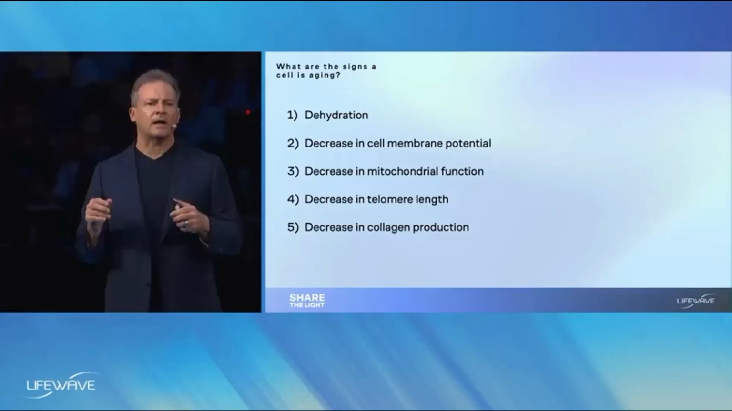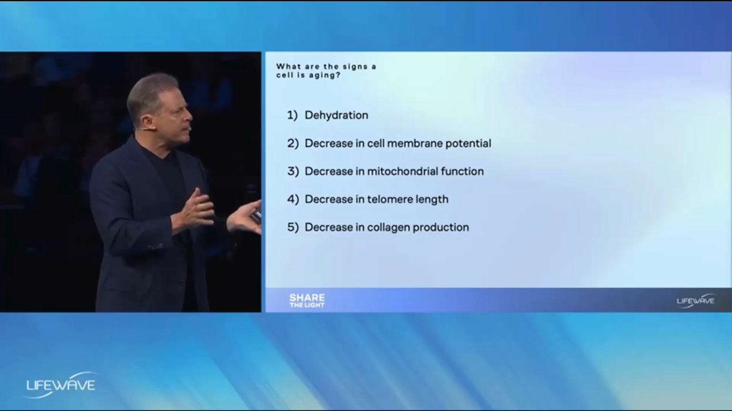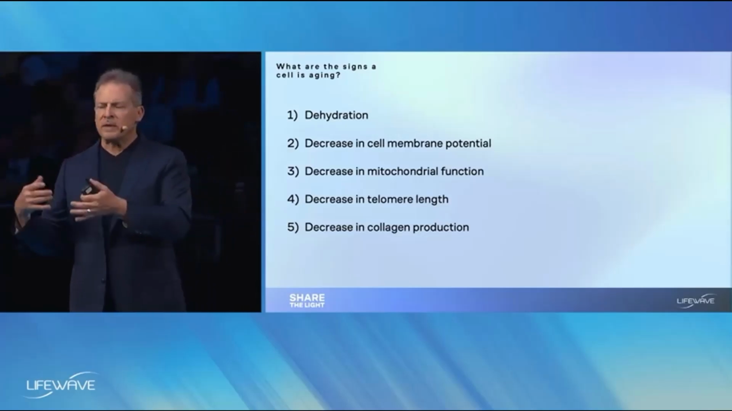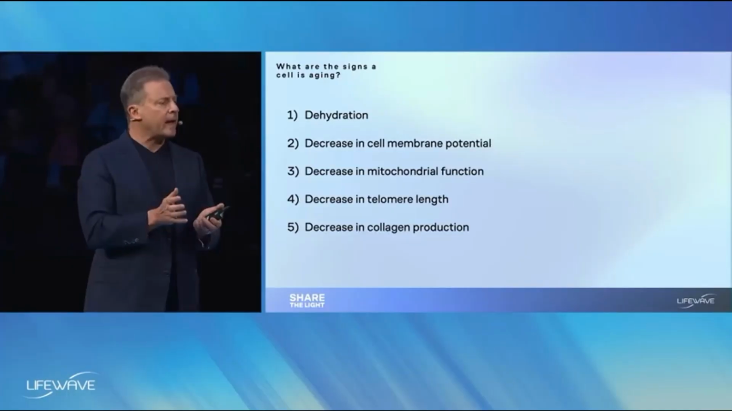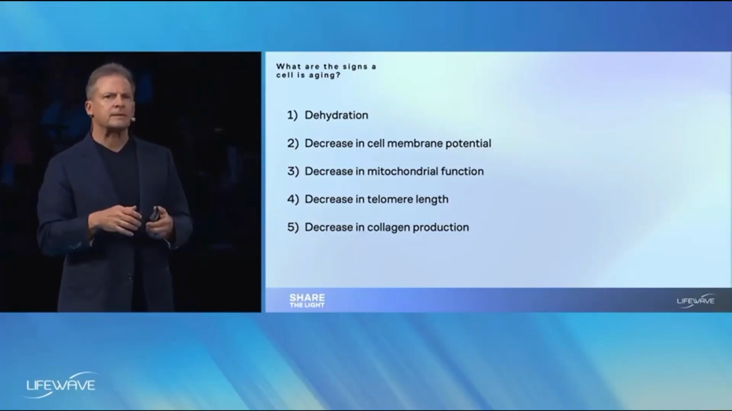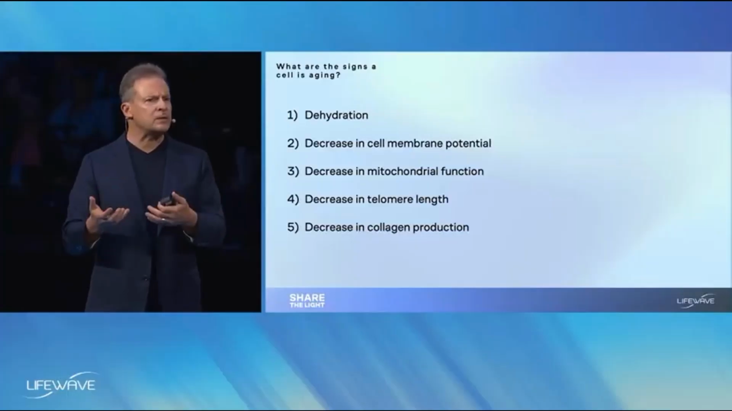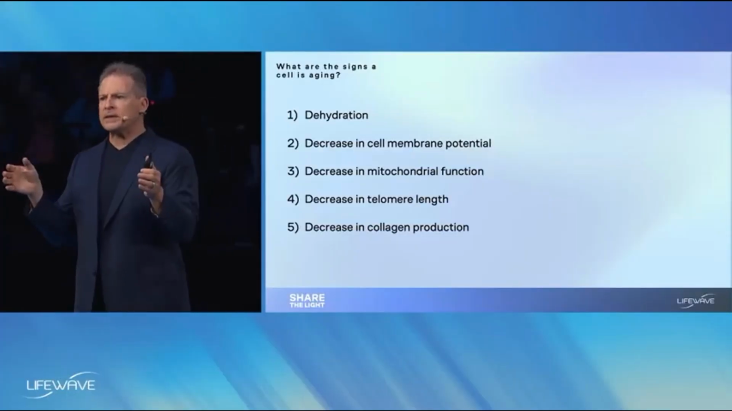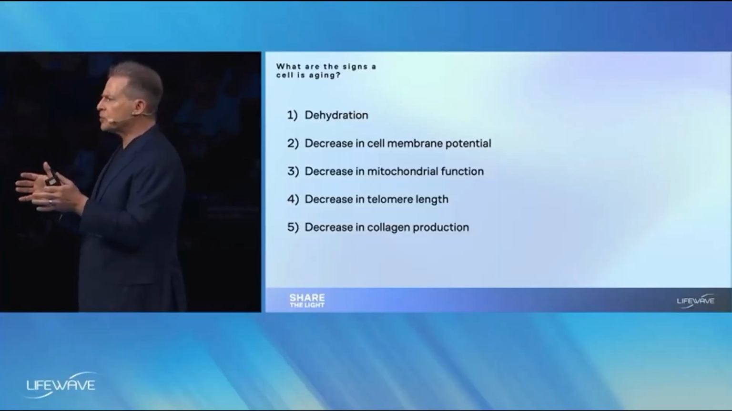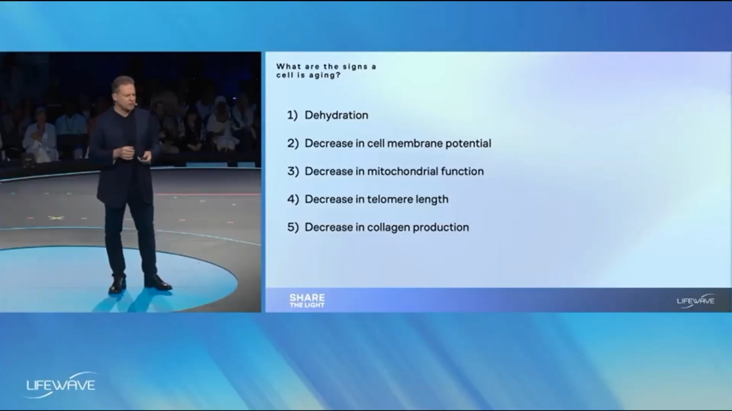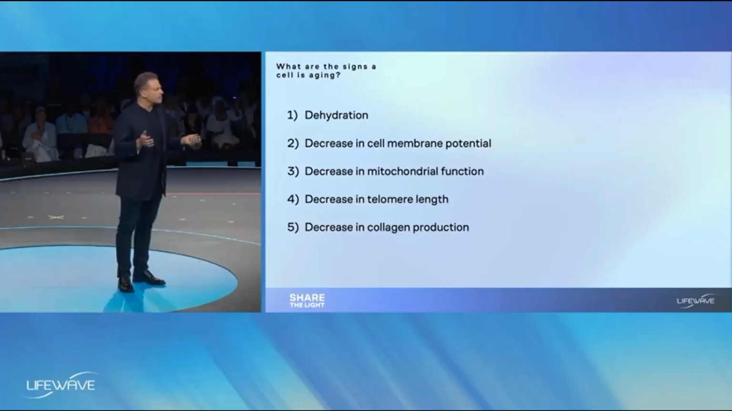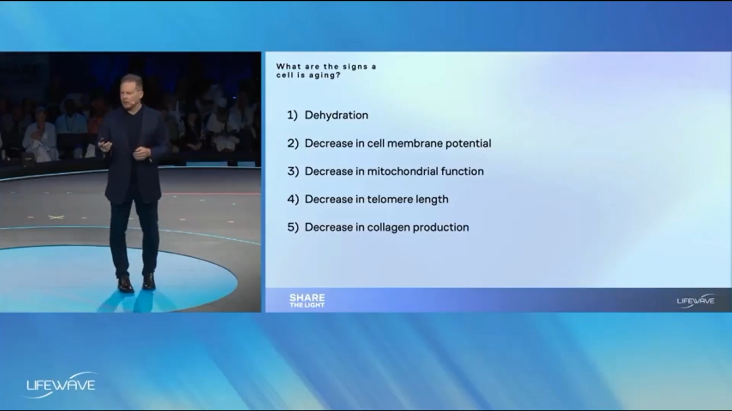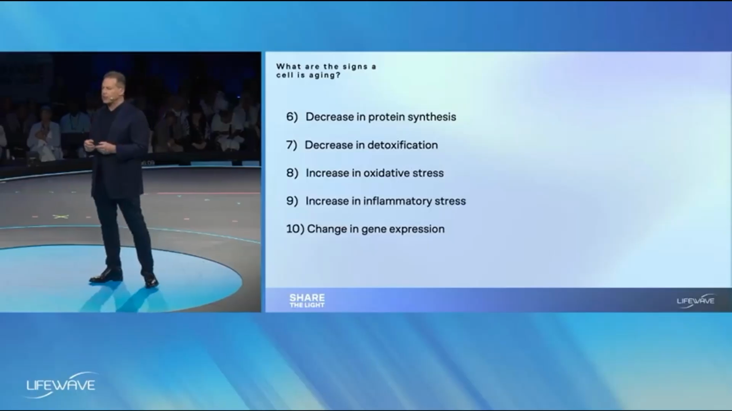Already covered the importance of telomeres. So when we study lobsters, species of ants that don't age or age like human beings, one of the key things that you see over and over again is that their telomeres do not shrink. So we have to have a strategy to address that. Decrease in collagen production. We've already covered that one.